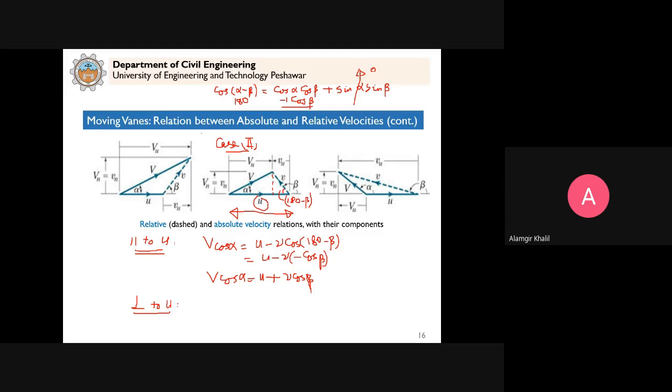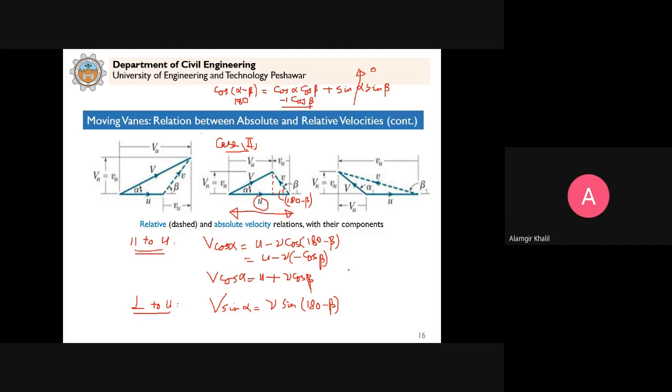Perpendicular to u, now in the vertical direction, what we have is v sine of alpha. So this will be equal to v sine of alpha. There is no component of u in the vertical direction. So this will be equal to, for here, what is the situation? Small v into sine of 180 minus beta.